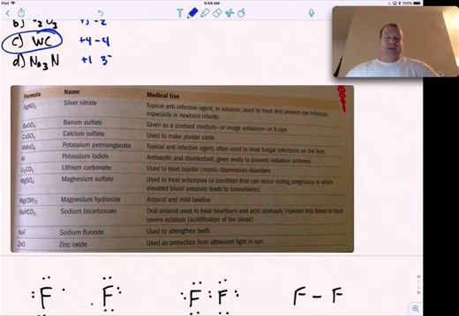Epsom salts. Magnesium hydroxide, this is Rolaids. If you take Rolaids, that's a primary ingredient in Rolaids. It's an antacid and laxative. So all magnesium salts are laxatives.